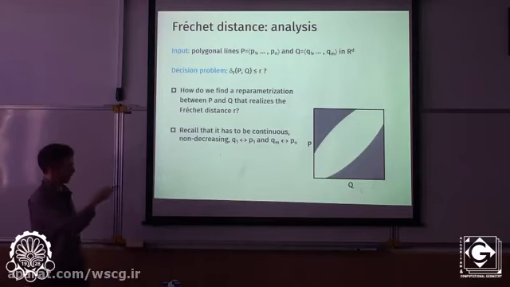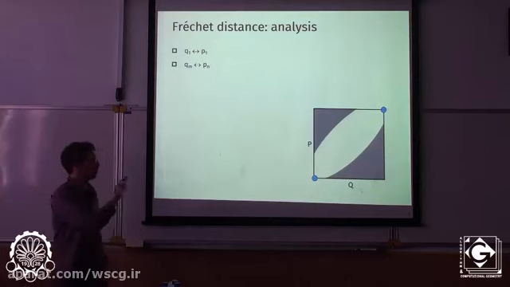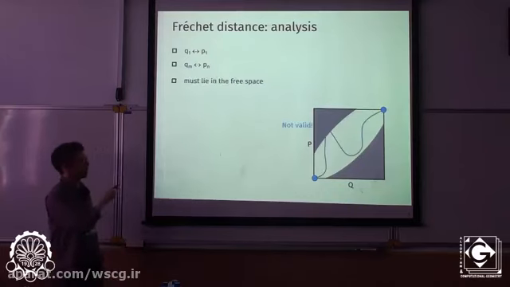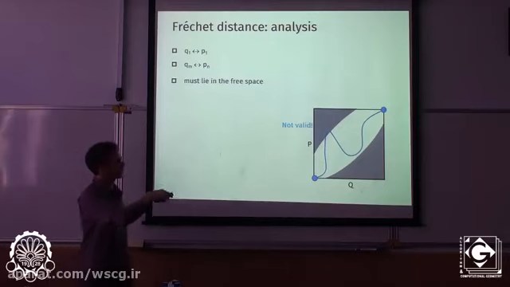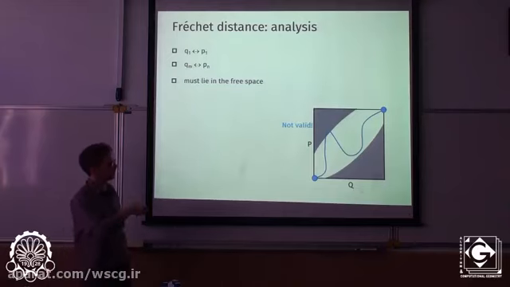So in this setting, if I just have P and Q as line segments, it means my curve has to start here and end up there. And now the reparameterization will be some kind of continuous curve from down here to up there. But it has to lie completely in the free space. So this curve, for instance, would not be valid because here I'm going outside of the free space.